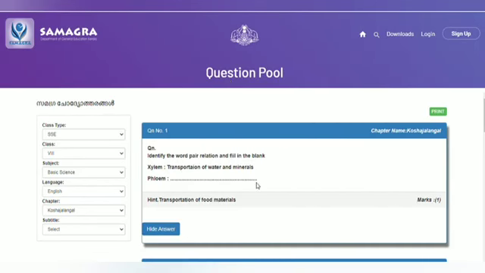Next is chapter number 2. First question. Identify the word pair relation and fill in the blanks.